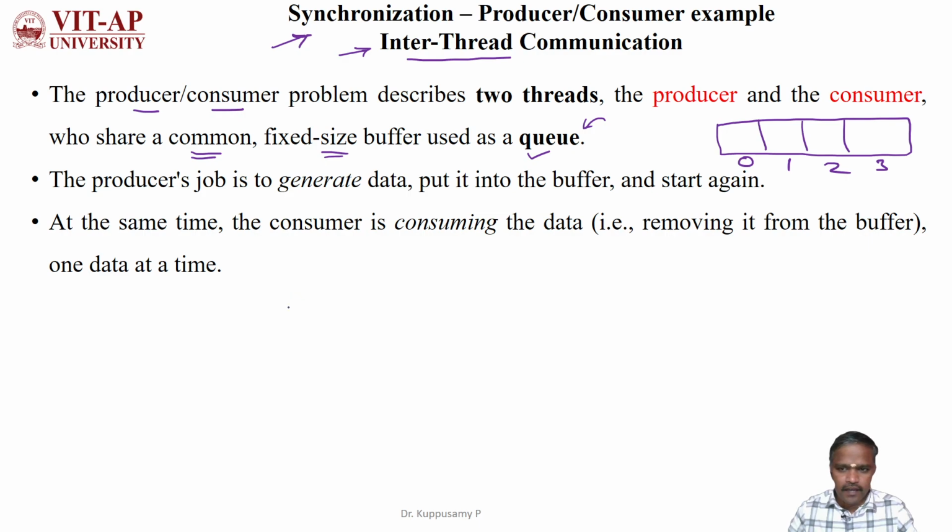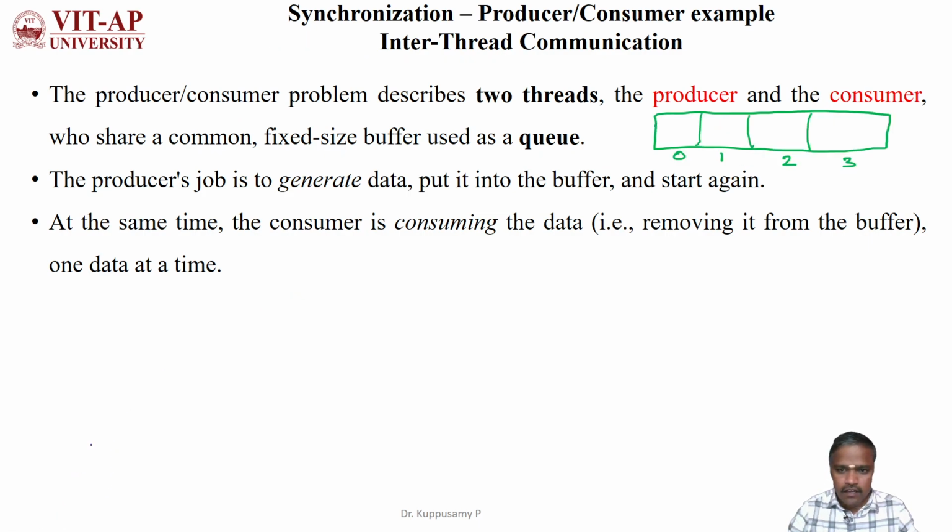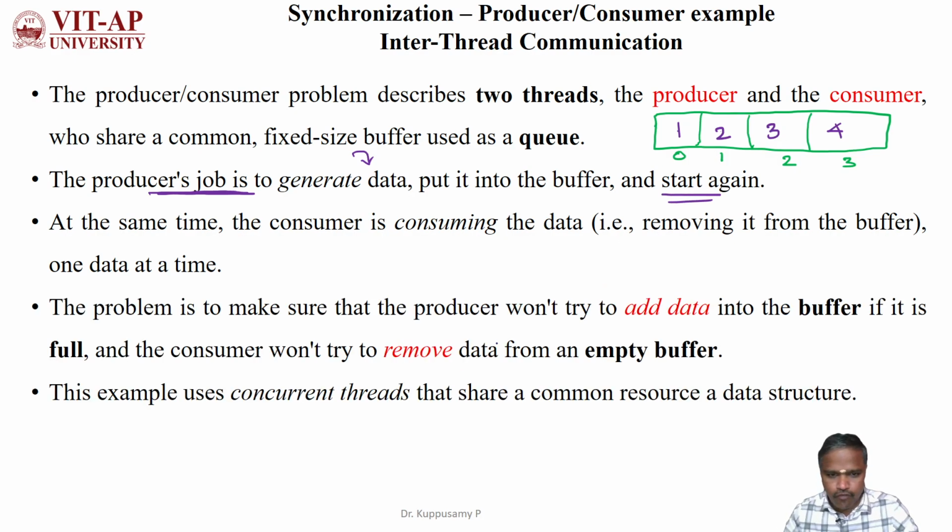In these four memory locations, you are going to store the data by using the producer thread. The producer thread generates the data one by one, and at the same time it is stored here. For example, the first data is produced and stored, then the second, then the third, then the fourth, continuously. Once the queue becomes full, the buffer becomes full, then the producer cannot store data into the buffer because all memory locations are already filled.